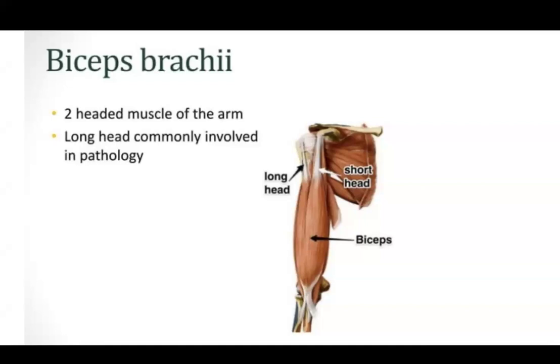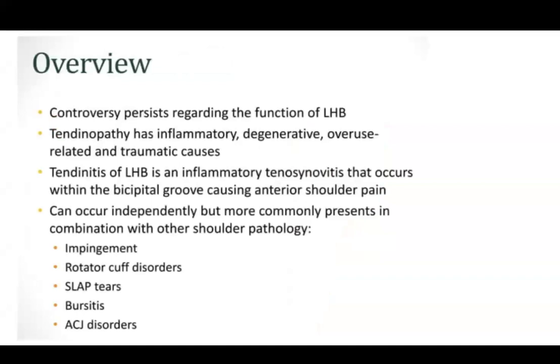The long head starts from the superior glenoid tubercle and goes on to insert into the radial tuberosity. It crosses the arm and has no attachments in the arm. It starts from the tubercle, the intra-articular part, comes up, loops around, goes through the bicipital groove, comes down, and gets inserted into the radial tuberosity.